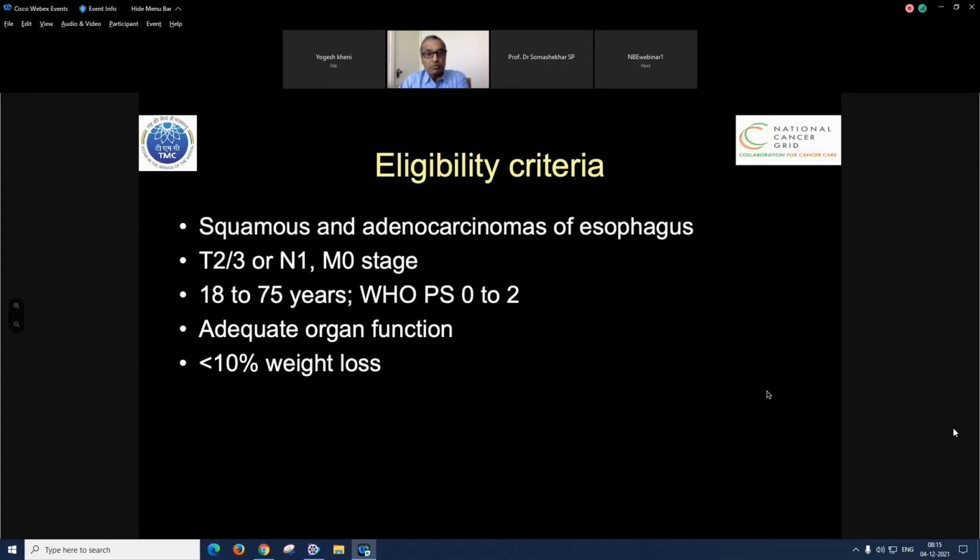Patients included had both squamous and adenocarcinomas. The knowledge at that time was that esophageal cancers were all similar, so they did not divide them, though they did stratify them based on histology. They included T2 or T3 tumors, so clearly resectable tumors, or if it was T1, it had to be N1 disease, and all of them were obviously non-metastatic. Age 18 to 75 years, WHO performance score of 0 to 2, adequate organ function, and less than 10% weight loss.